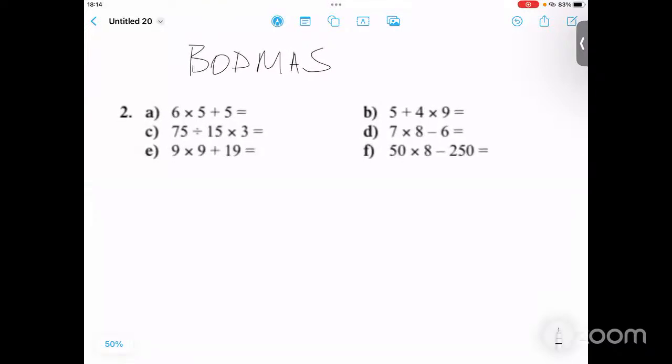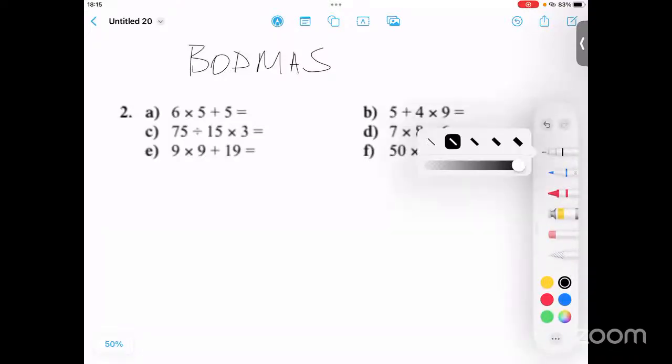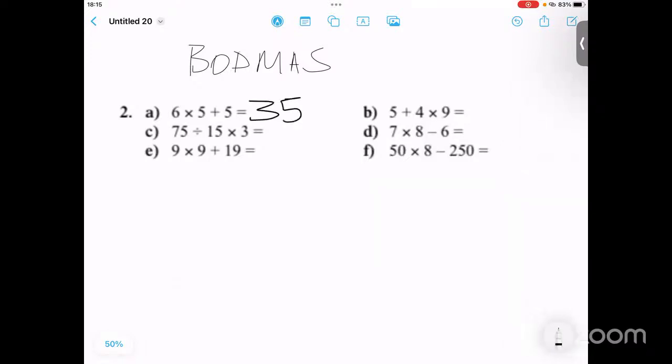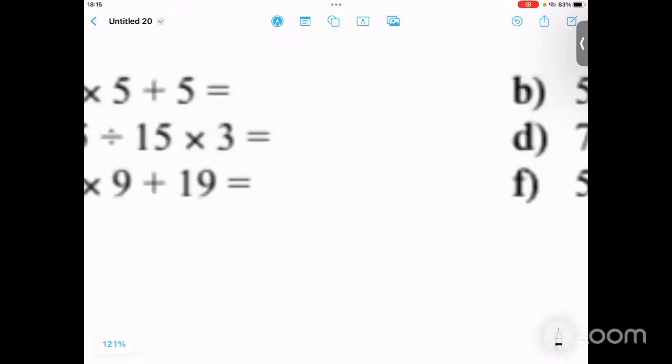So we don't have brackets, we don't have divisions, we do have multiplication. So we're going to start with multiplying. So 6 multiplied by 5, how much is it going to be, Charisma? Ma'am, is it 30? I think it's 10. Don't you think it's 10? Ma'am, it's 30. Okay, it's 30. Now that you said 30, we're going to add 5. How much are we going to have? 35. Perfect. So the answer for this one is 35.